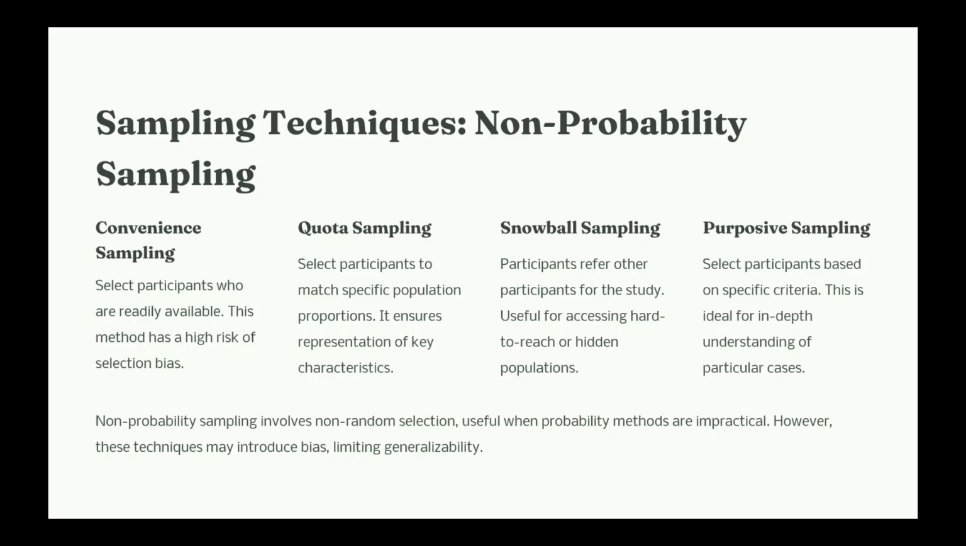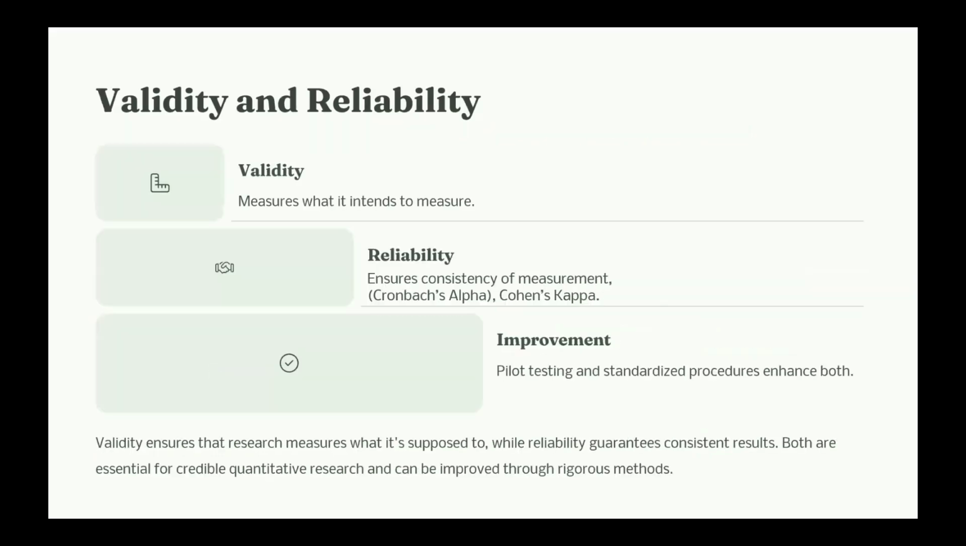Another one is purposive sampling. When you select participants based on specific criteria, this is ideal for in-depth understanding of particular cases and all of that. You have to specify that you have used purposive sampling for your research. The later part is talking about validity and reliability of your instruments.